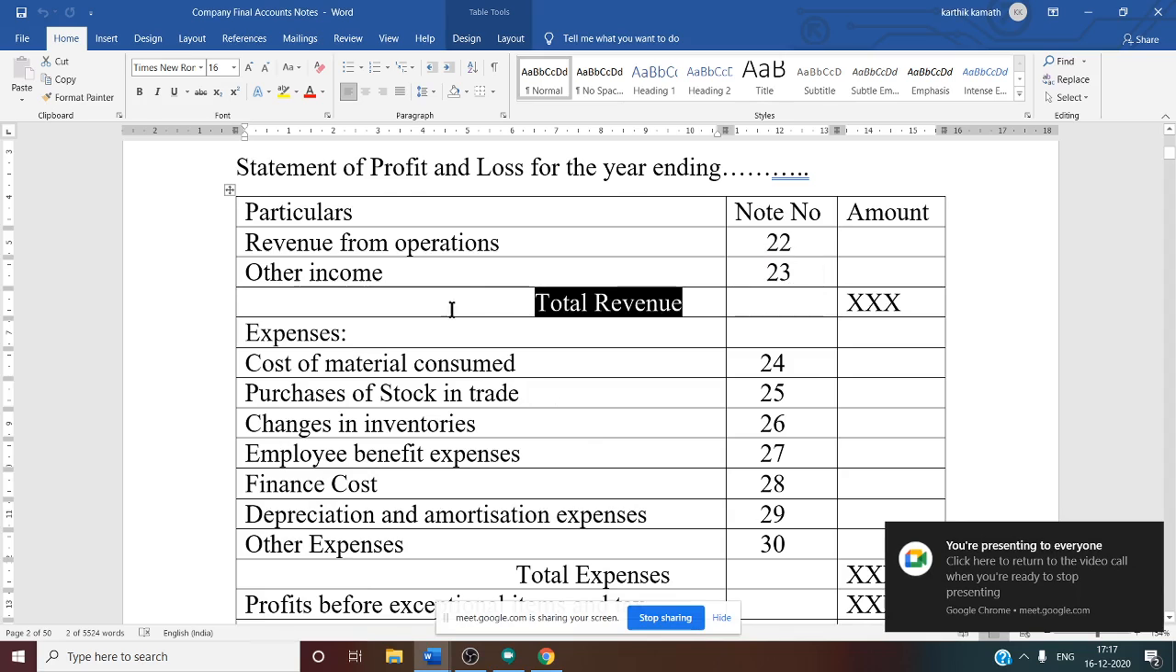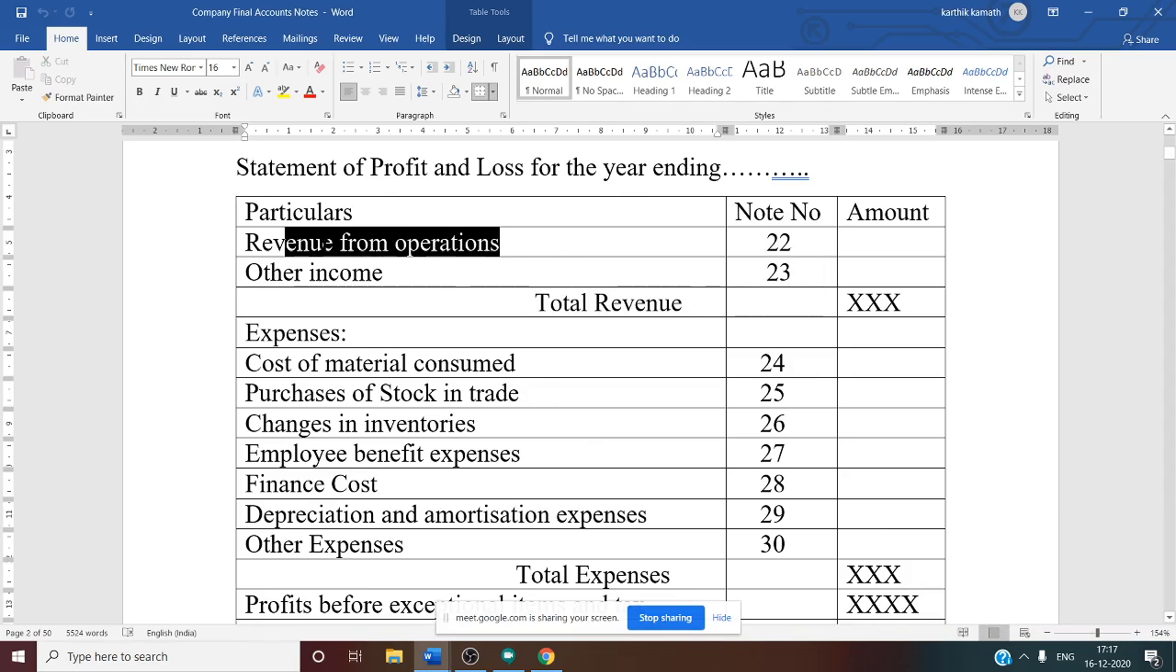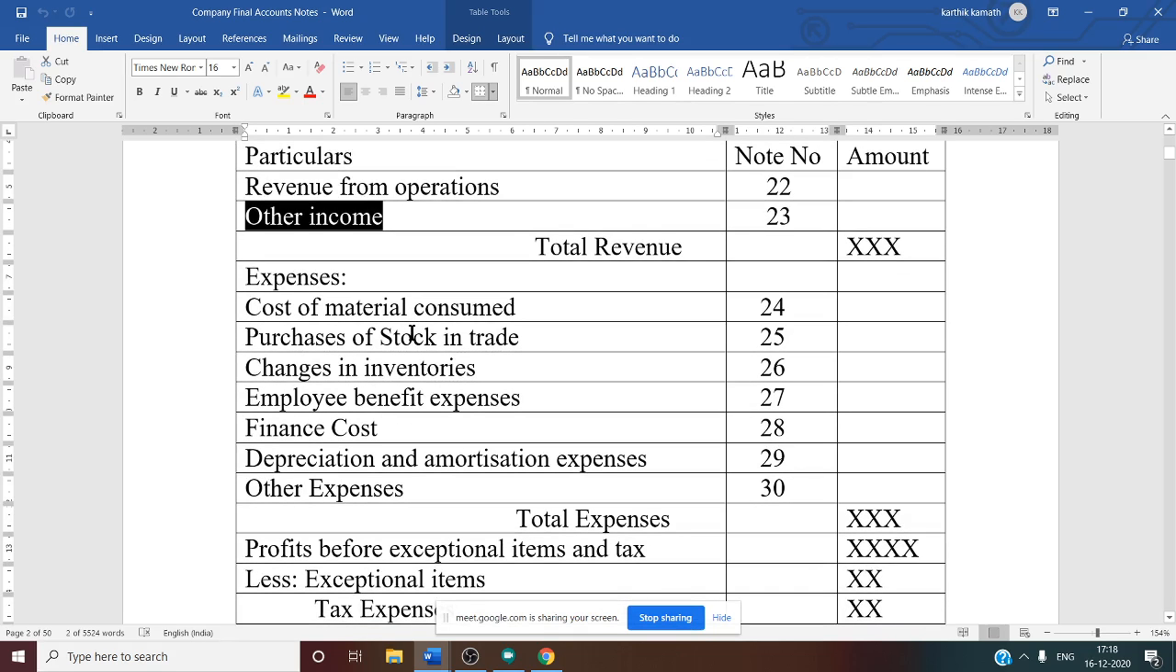So total revenue means note number 22, that is revenue from operations, nothing but sales minus sales return information. Other income means any credit side income that is given in the trial balance, so that you have to record. Then you will get total revenue. Then from total revenue you have to deduct various expenses.